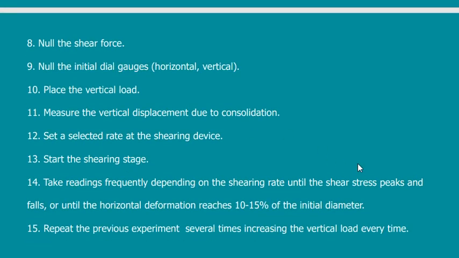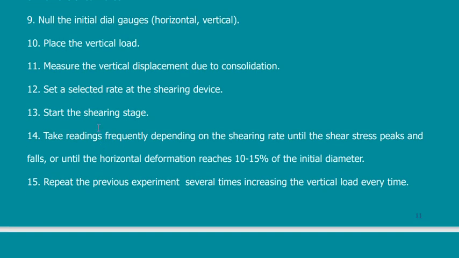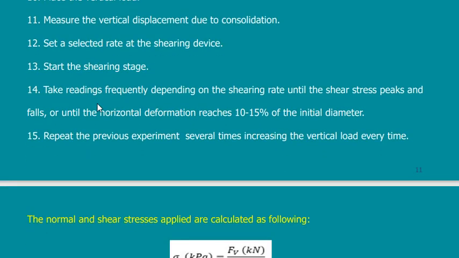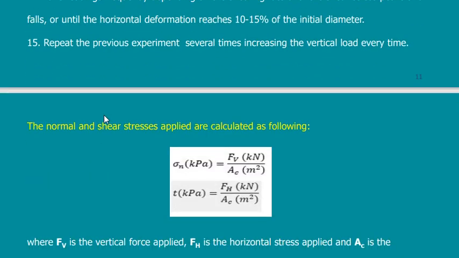We are not going to discuss them now, but here they tell you null the shear force, null the initial dial gauge. Of course, all your gauges should read exactly zero, because if it has a reading at the beginning, it means that you are getting wrong readings. So these are just the procedure of how you do this. You are going to see this in the lab step by step.